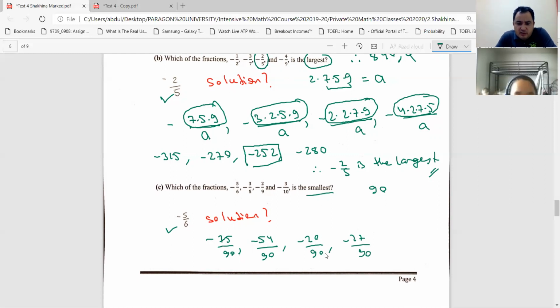It's the smallest, right? The smallest is the biggest one. Which one is the biggest? Because 75 over 90, 75, that is the biggest. So you should write here, Shahina, after that, dot, dot, dot. It refers, actually corresponds to the first fraction. Minus 5 over 6 is the smallest.